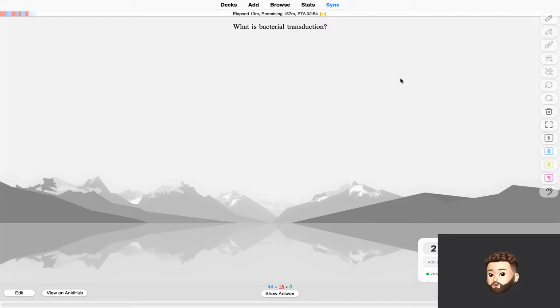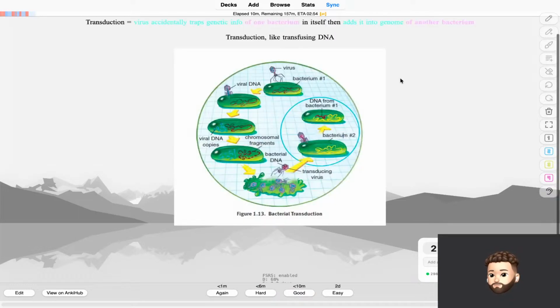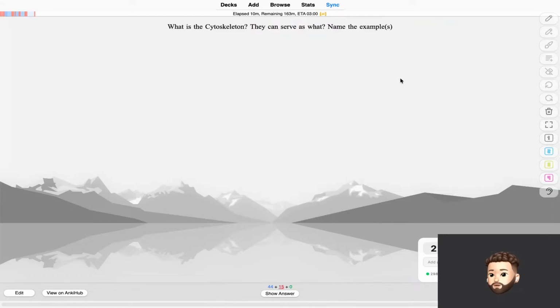What is bacterial transduction? It's when a virus accidentally traps another bacteria's DNA and shares it with another bacterium. Well, I was mostly right, but not right enough.